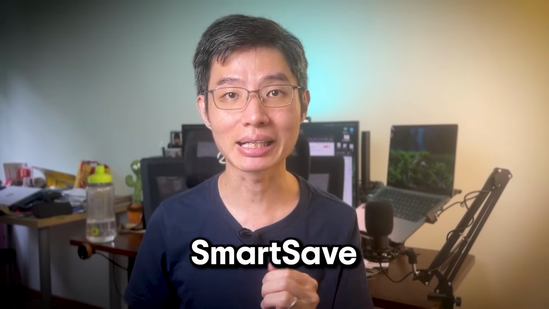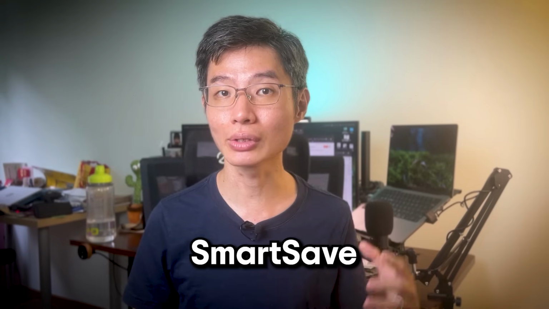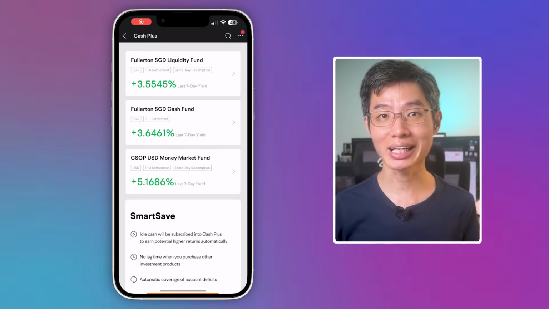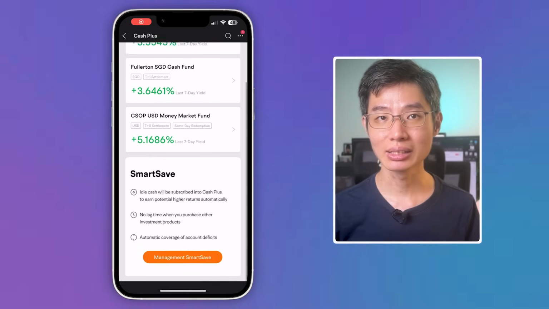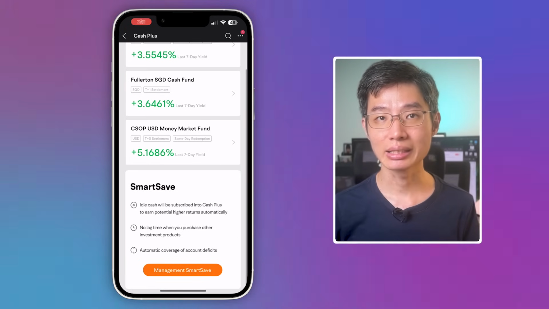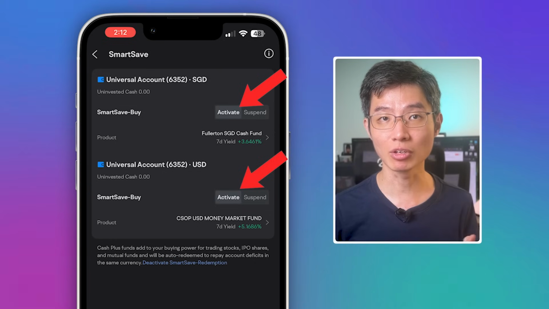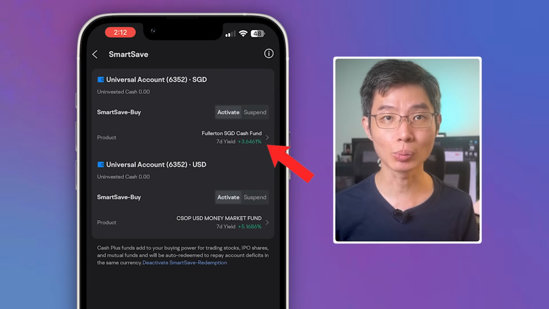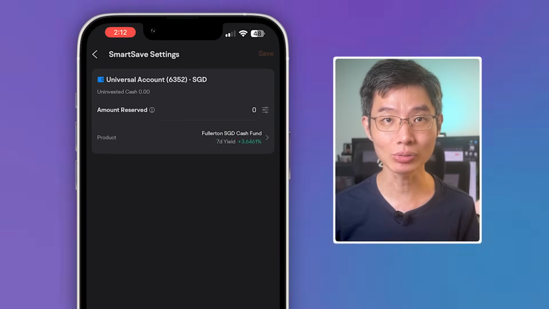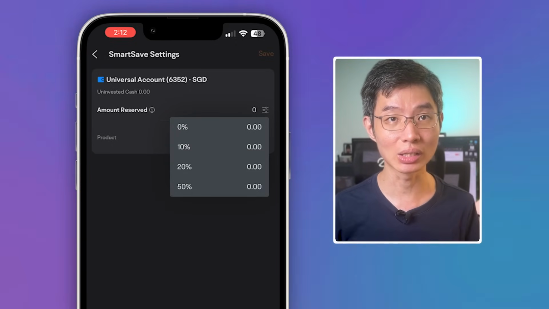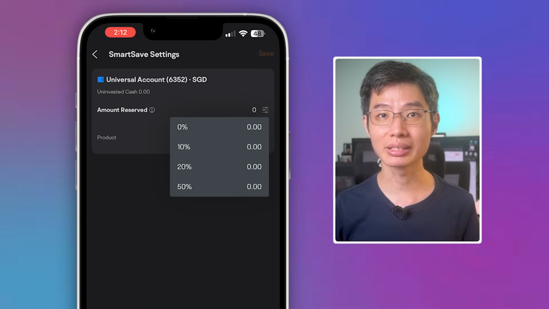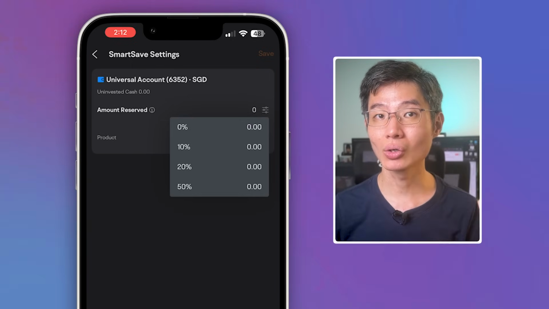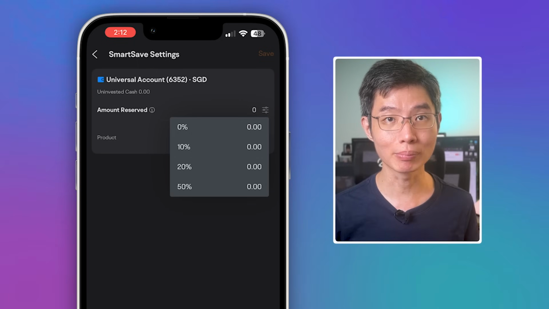Lastly, there's Smart Save, which just sweeps all your idle cash into the fund. To use this feature, head over to the Cash Plus main page, scroll down, tap on Management Smart Save, then make sure it says activated for both SGD and USD accounts. You can also choose which fund you want to invest in, as well as the amount of cash that you do not want to invest into the fund. For example, if you have $1,000 and you reserve $400, only $600 will be used to buy Cash Plus.